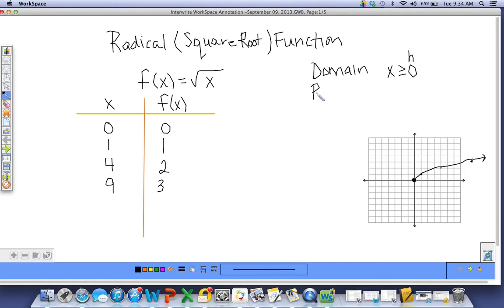Your range then is kind of going to be the same way. We're looking at our y values. Because we're going positive, we're going to be greater than or equal to 0. And this is going to be whatever your k value is. So kind of keep that in mind. That'll help you at least figure out part of your domain and range. And then last thing is the transformation.